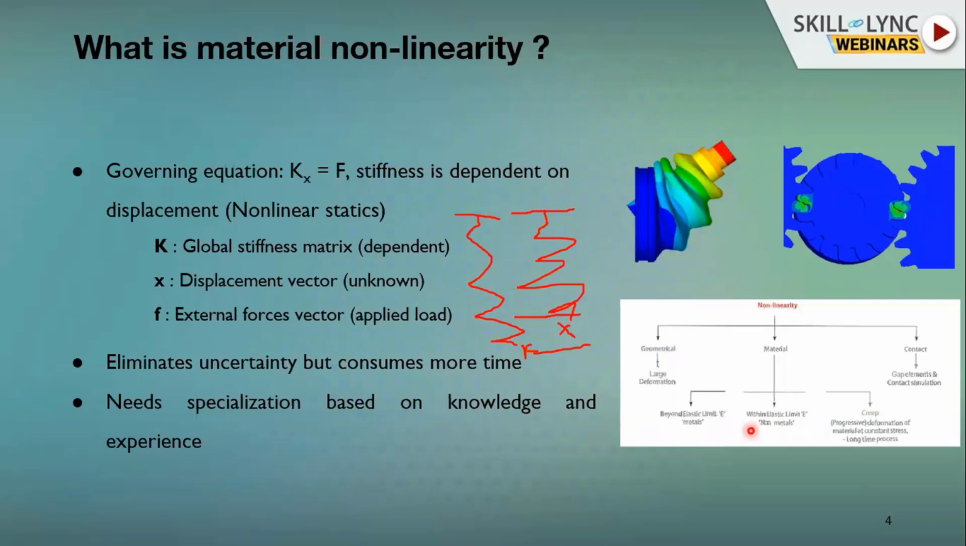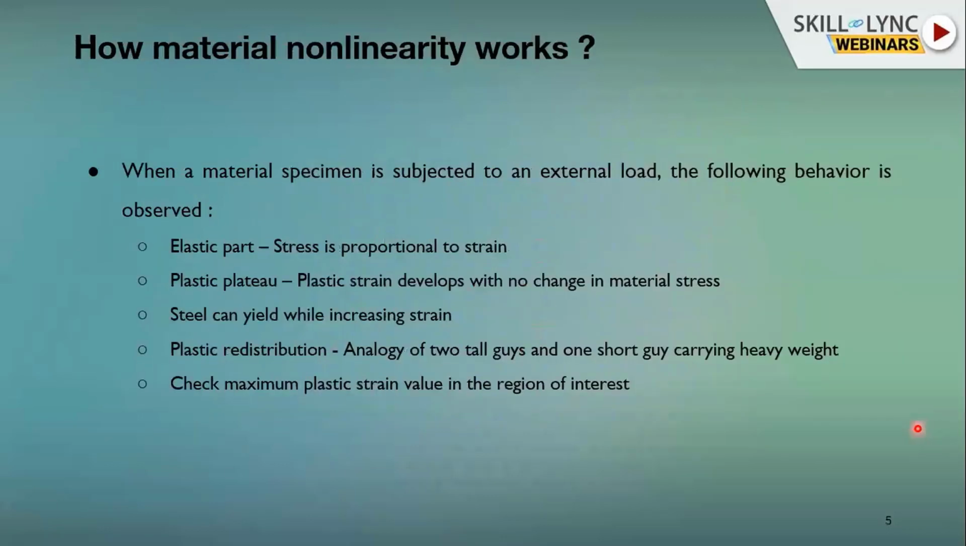And the third category is about the creep phenomenon. A creep is a kind of progressive deformation of a material. Although beyond a particular point, your stress will not increase further, but your strain keeps developing. But it's a long time process. That's what the creep is all about. Now, how is the material nonlinearity going to work?